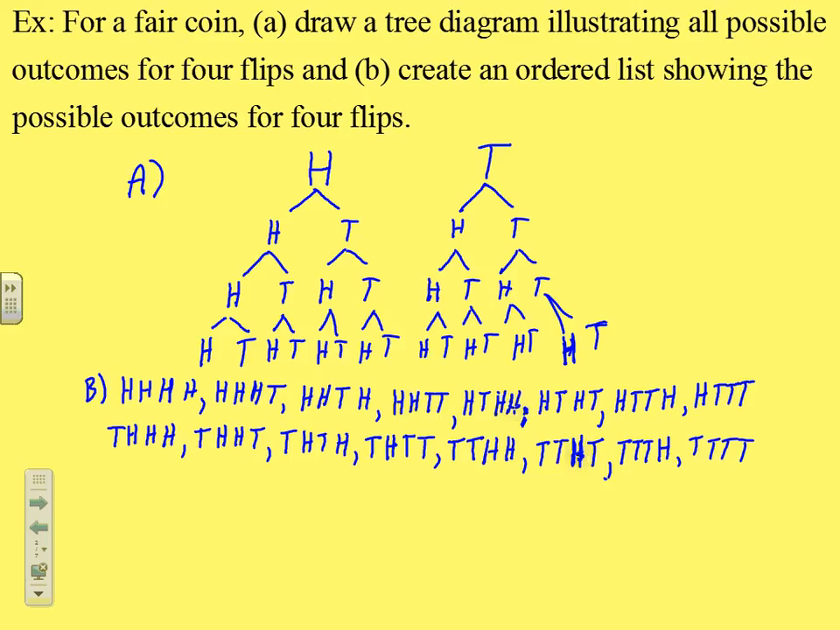And so depending on how many times you do it, depends on how long your tree is and how many branches it has. The more times you do something and the more outcomes that it has, the more there is for your tree and the more complicated it is going to wind up looking in the long run.